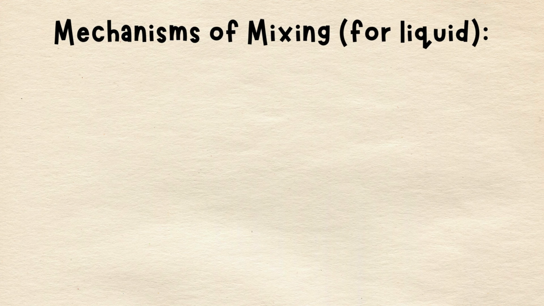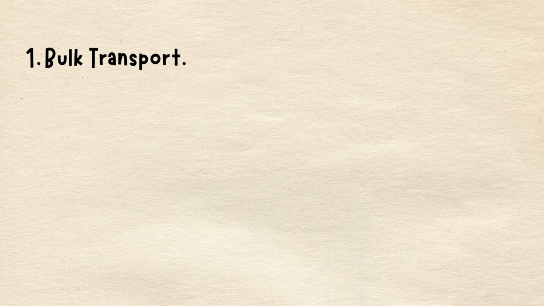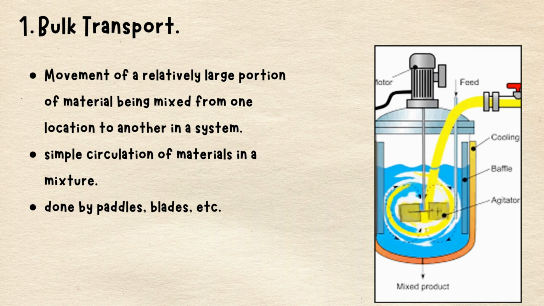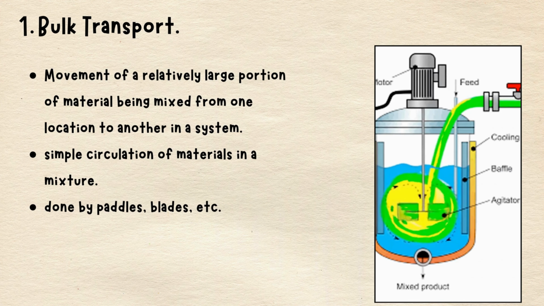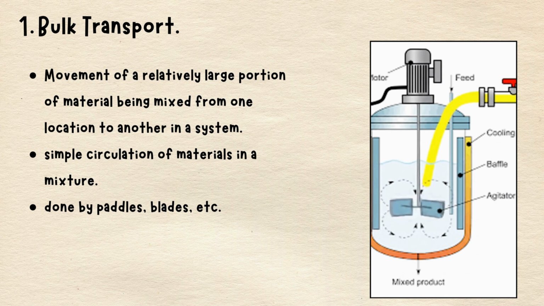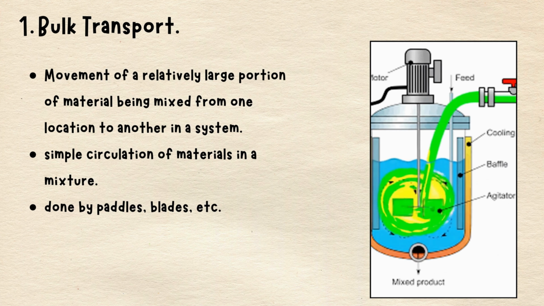Now, what are the mechanisms of mixing? Mainly 4 mechanisms are there: bulk transport, turbulent flow, laminar flow, and molecular diffusion. First one is bulk transport. Movement of a relatively large portion of material being mixed from one location to another in a system. Here is the simple circulation of the materials to form a mixture, and the mixing is done by paddles or blades.